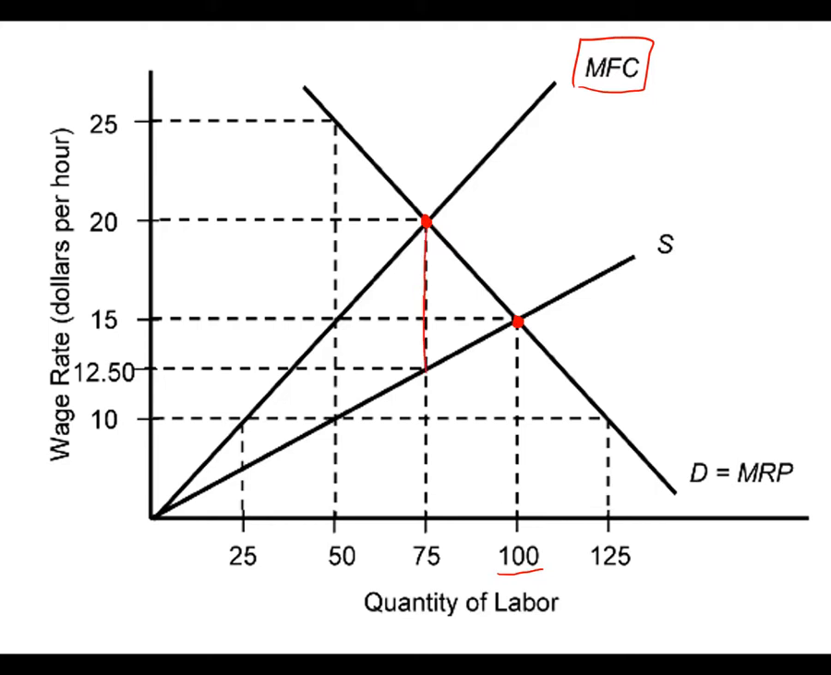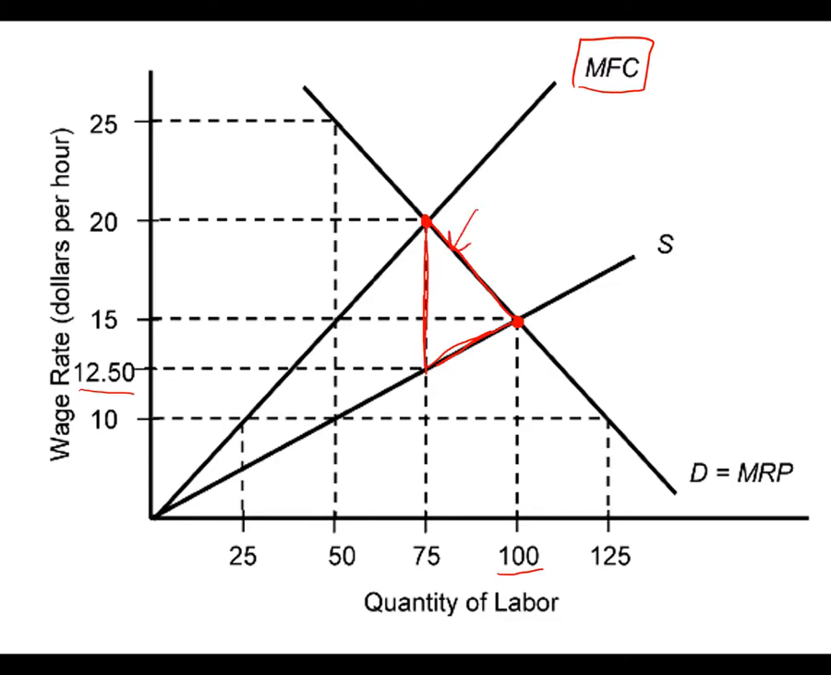But I'm not going to pay $25 an hour. I'm going to pay $12.50. Okay, so $12.50 will get 75 workers to show up. These workers here lose out; they're not going to get to work. Okay, and the workers that do work are going to get paid less. So this creates this deadweight loss here. So it's this triangle right here.